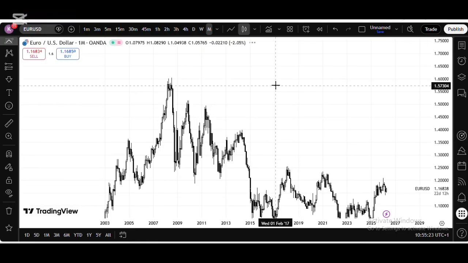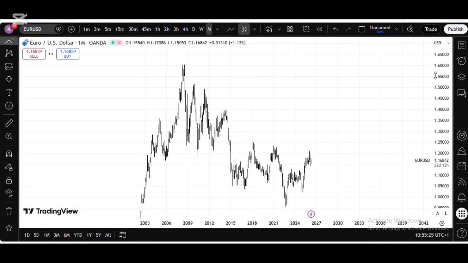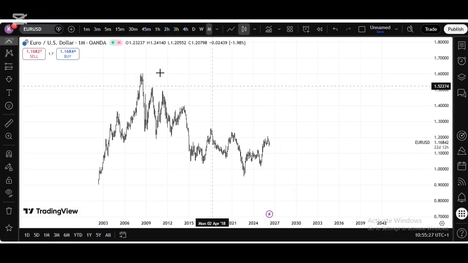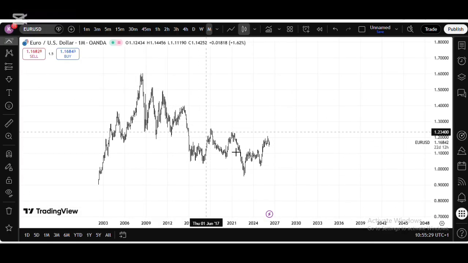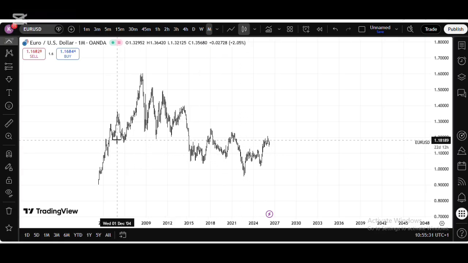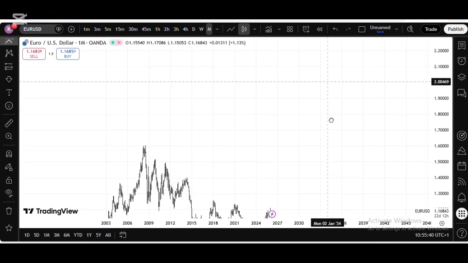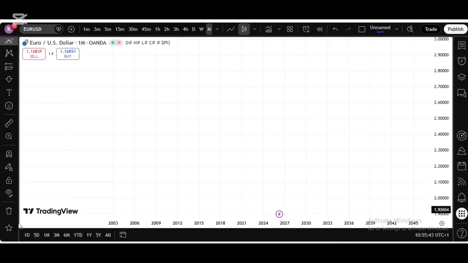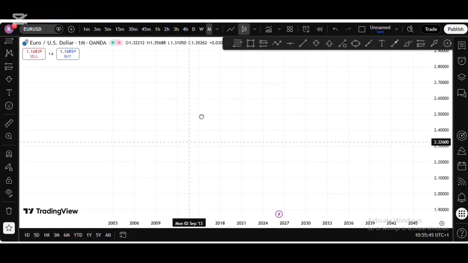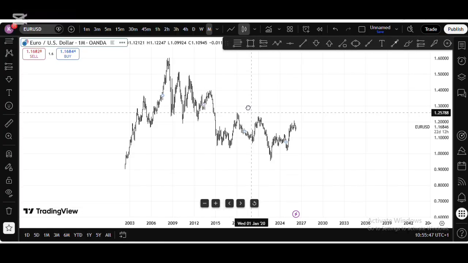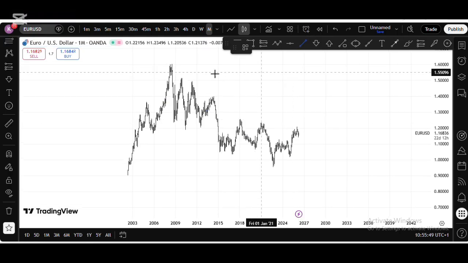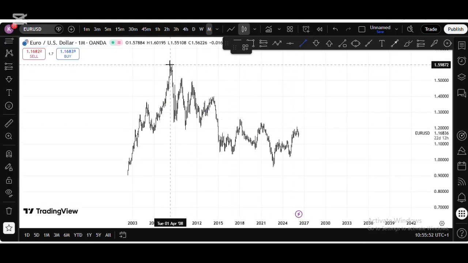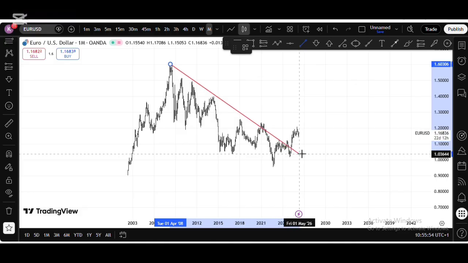Inside this monthly time frame, you can see that the market has been on a bearish order flow since 2008. We can use our trend line to determine this.